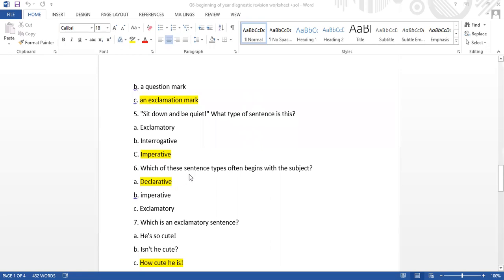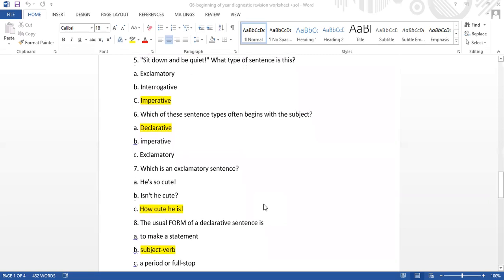Number 6, which of these sentence types often begins with the subject? Declarative, imperative, or exclamatory? You remember when I gave you the example, "I ate ice cream." I is the subject. Ate is the verb. Ice cream is the object. So "I ate ice cream" is a statement. And when we say a statement to tell someone something, this would be a declarative sentence. So the declarative sentence is the sentence that begins with a subject, like "I ate ice cream." "Sally went to the school."